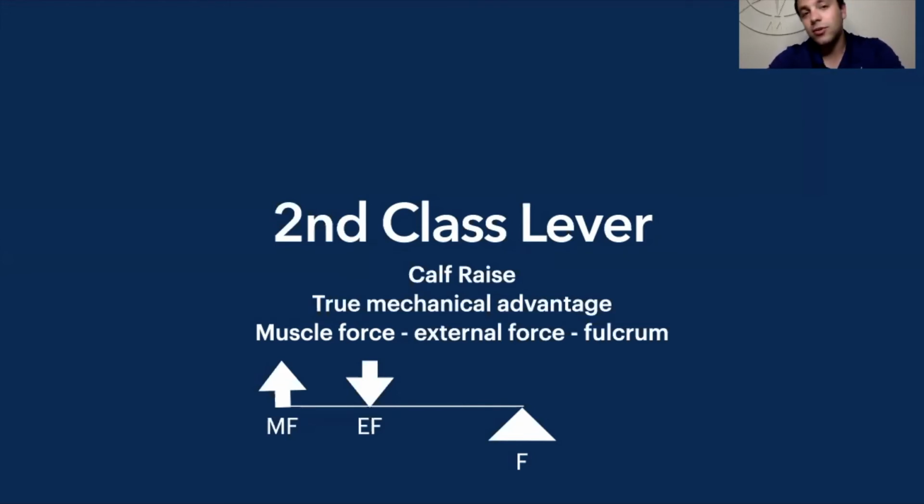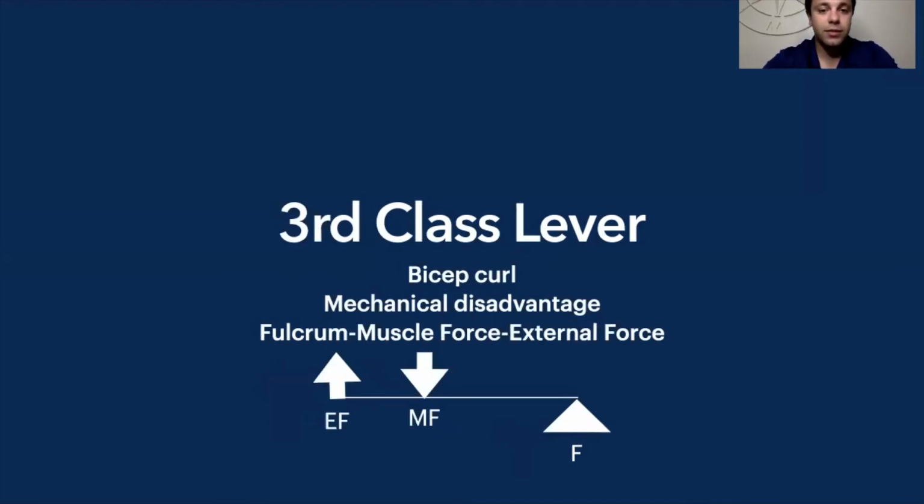Now let's go ahead and check out a third class lever. Third class levers also have a mechanical disadvantage. For the same reasons as a first class lever, the moment arm of the resistive force is larger than the moment arm of the muscle force. The orientation of this type of lever is slightly different here. We can see both forces are on the same side of the fulcrum, but now the external force is further away from the fulcrum than the muscle force.